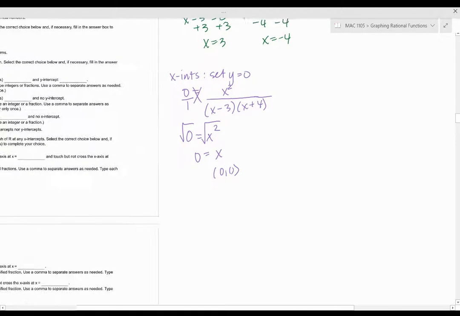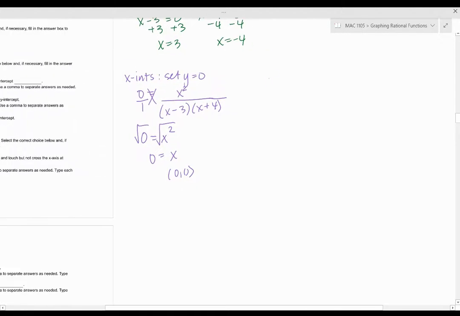Okay. I'm also going to find my y-intercepts. So remember, to find y-intercepts, you set x equal to 0. All right, so everywhere there was an x in that function, I'm going to set it equal to 0. So 0 squared over 0 minus 3 times 0 plus 4. All right, I'm going to simplify. So 0 squared is 0. In the denominator, I have 0 minus 3, which is negative 3, and 0 plus 4, which is 4. So that's 0 over negative 12.